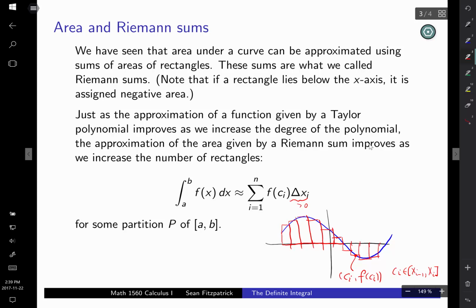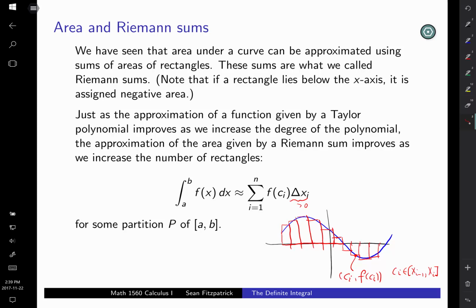These delta x's are always positive. The f of ci could be either positive or negative depending on where the graph is, and so whenever the graph is below the x-axis, this product f of ci times delta xi, giving us the area of the rectangle, comes out to be negative, so we do get this signed area.